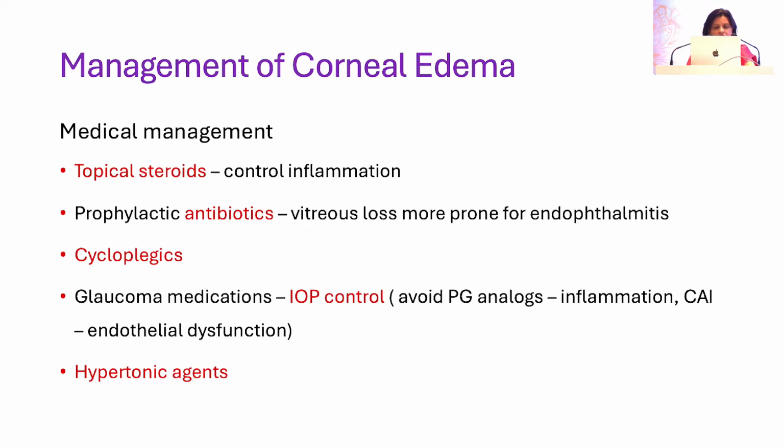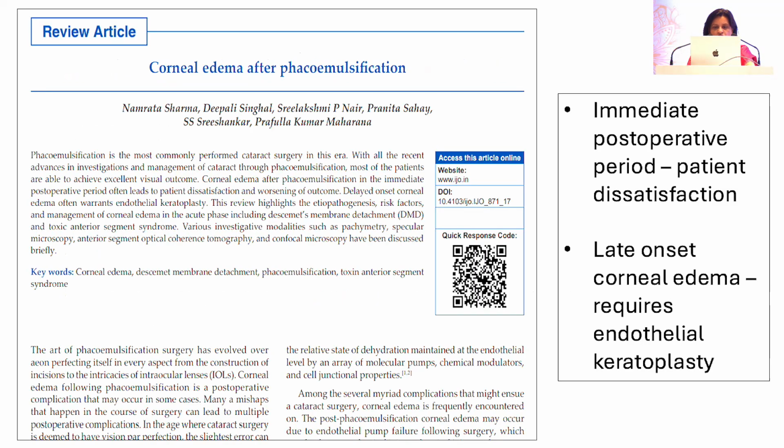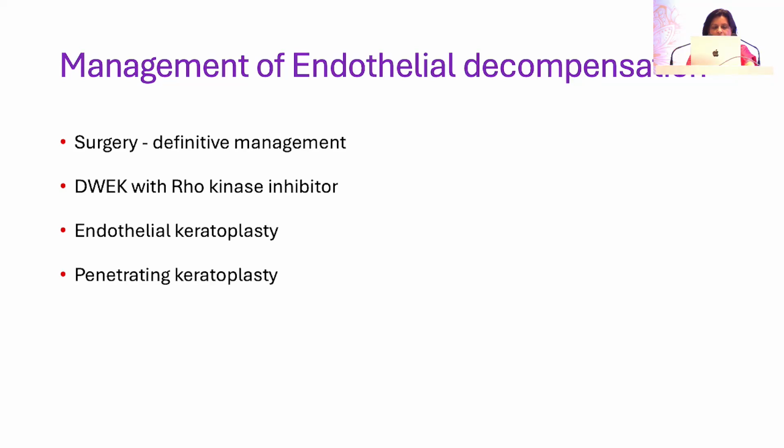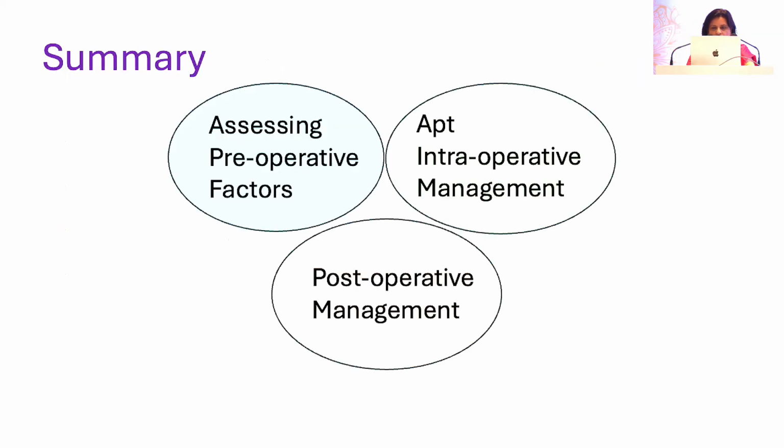Even if you have corneal edema in these cases, topical steroids, antibiotics, cycloplegics and IOP control have to be done, and hypertonic agents have to be added. We've published on corneal edema after phacoemulsification, and if it is late onset, it does require endothelial keratoplasty. If it is in the immediate post-op period, the patient does get dissatisfied, and this has to be managed by definitive management, such as Rho kinase inhibitors in addition to hypersol or sodium chloride eye drops and sodium chloride ointment. And of course, if it doesn't resolve with that, then one has to do a corneal transplant.